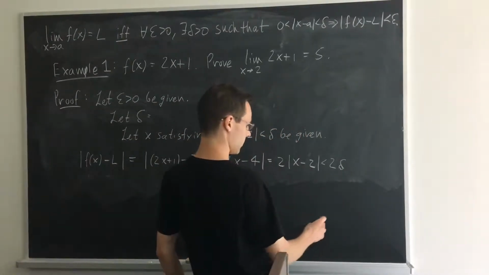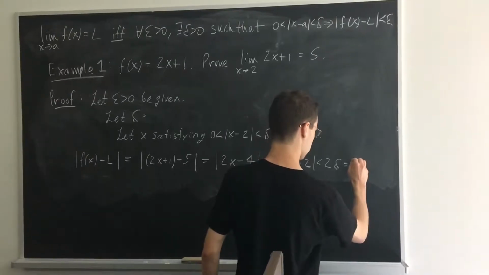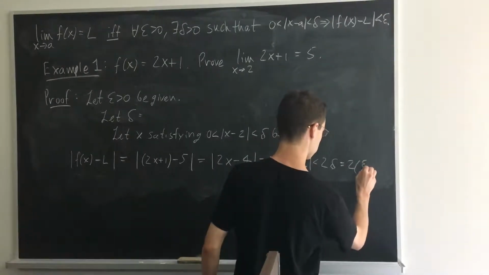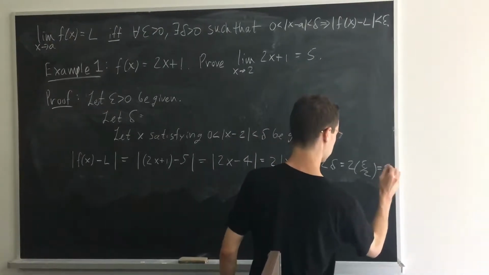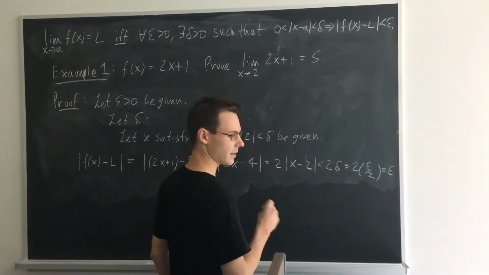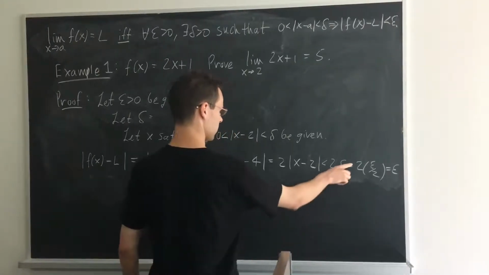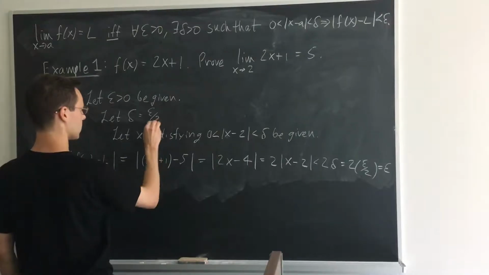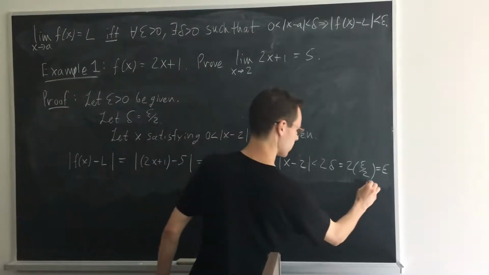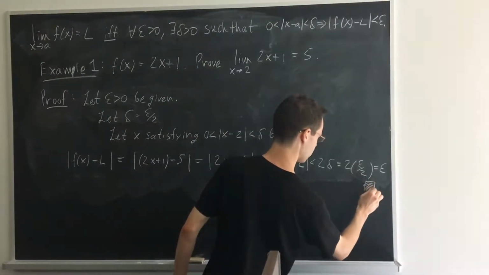So we have 2 times delta here, which is going to equal 2 times epsilon over 2. And now the 2's will cancel out, and you'll get epsilon at the end. And that'll be the end of the proof. So which delta do we need to choose? Epsilon over 2. Okay? And that's the end of the proof, square.